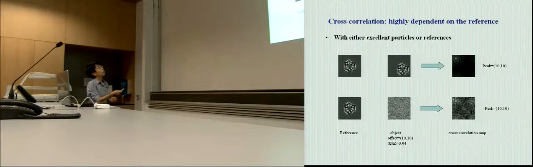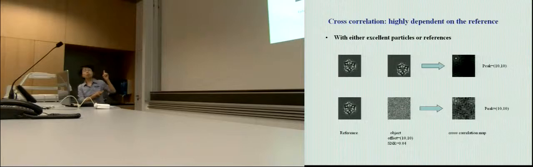Okay, so let's say we have an excellent reference, because the idea of cross-correlation based alignment is that we use a reference to try to align the images or the particles. Let's say here is the object or the image, shifted a little bit by 10 pixels. If we do the cross correlation, no problem. We have a cross correlation map, and we can easily tell the peak is at 10, because this peak indicates the translation. Even with pretty strong noise, if we have a perfect reference, we can still find the peak at 10.